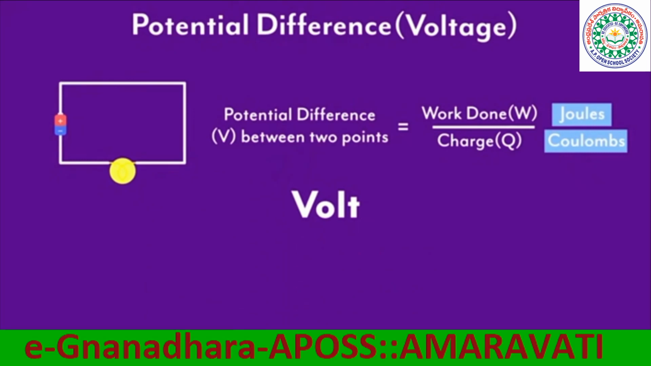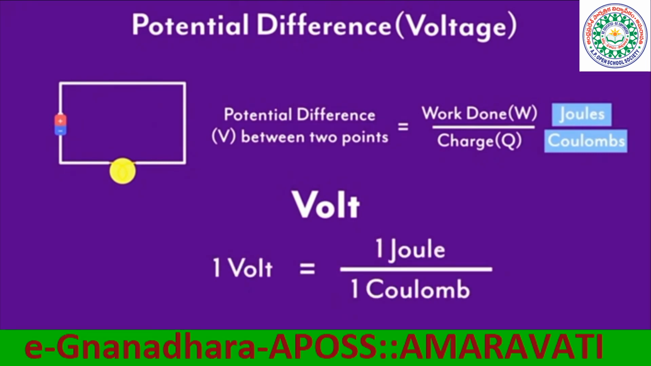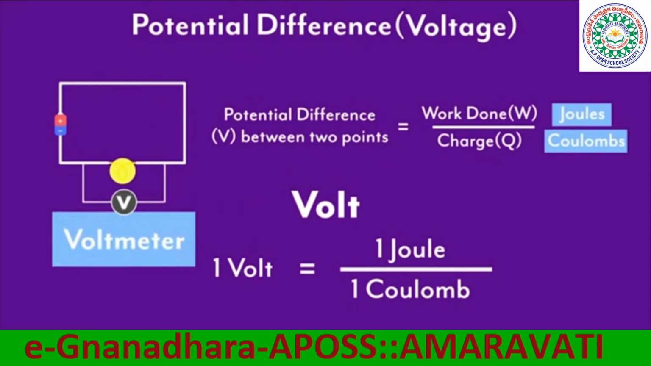So how would we define volt in a current carrying conductor? It is the potential difference between any 2 points when 1 joule of work is done to move a charge of 1 coulomb from one point to another. The potential difference is measured by an instrument called voltmeter. It's measured in parallel across the points between which the potential difference is to be measured.